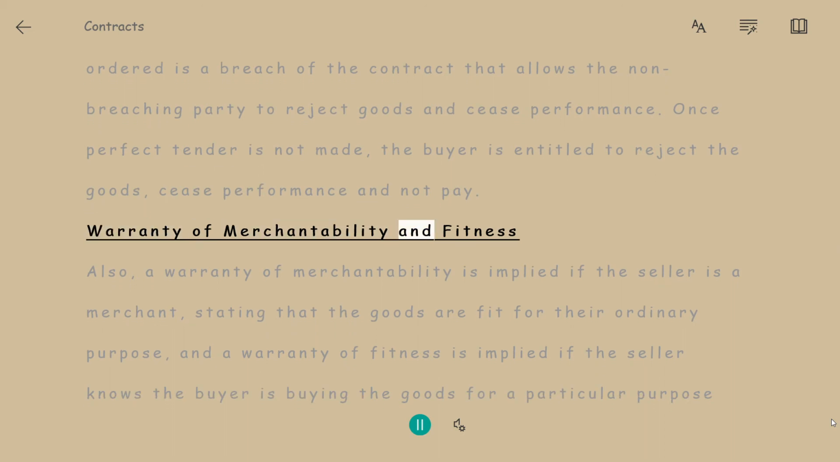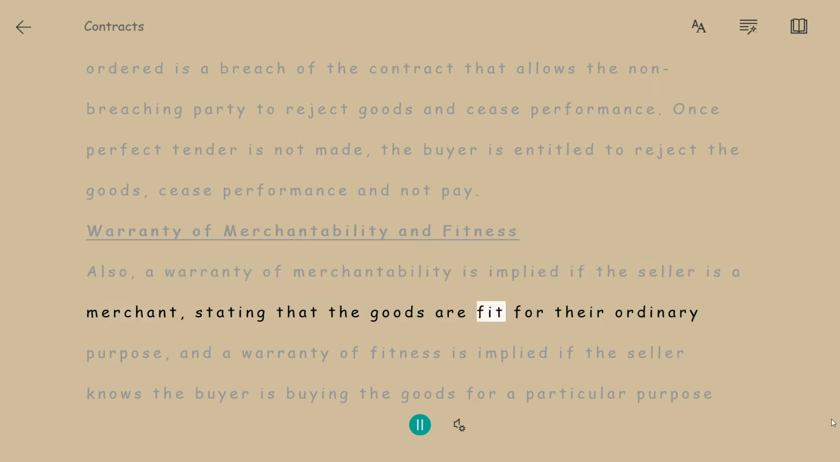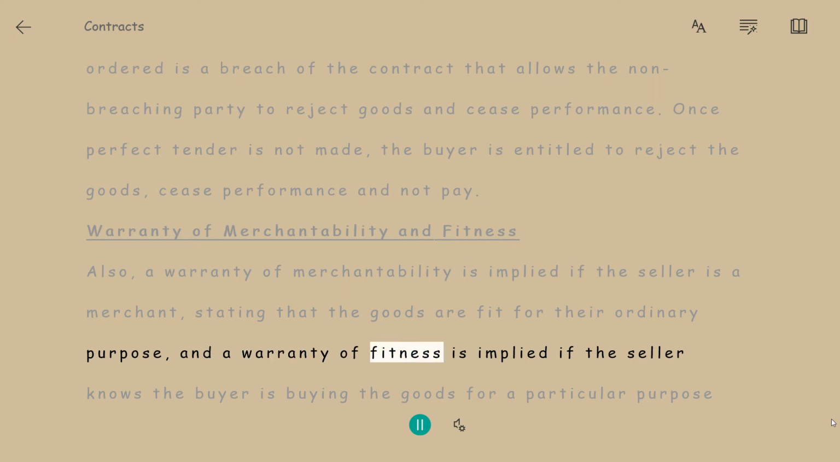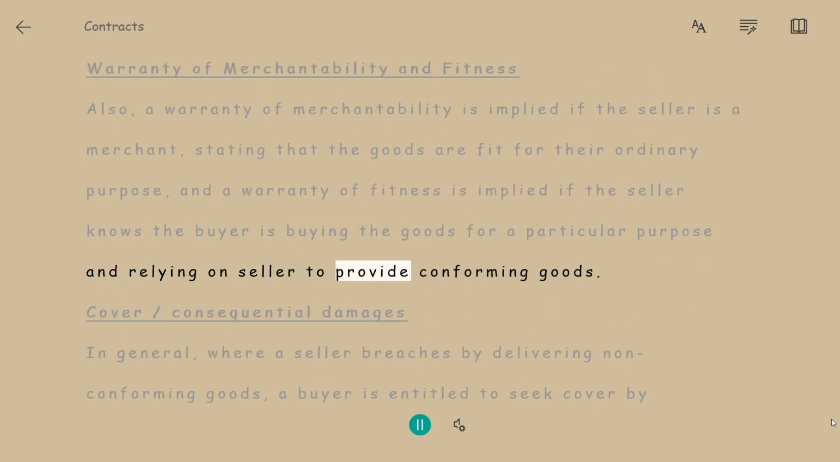Warranty of merchantability and fitness. Also, a warranty of merchantability is implied if the seller is a merchant, stating that the goods are fit for their ordinary purpose, and a warranty of fitness is implied if the seller knows the buyer is buying the goods for a particular purpose and relying on the seller to provide conforming goods.